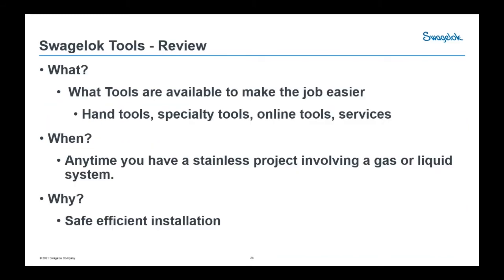So when we started out here, we said that we were going to talk about the what, the when, and the why. So the what: tools available to make the job easier. We have hand tools like benders. We have specialty tools like the Orbital Weld machine, the MHSU, some online tools like the CV calculator and the CAD file downloads that can be found. And then we also offer some services too, like vendor managed inventory and engineering services on site.